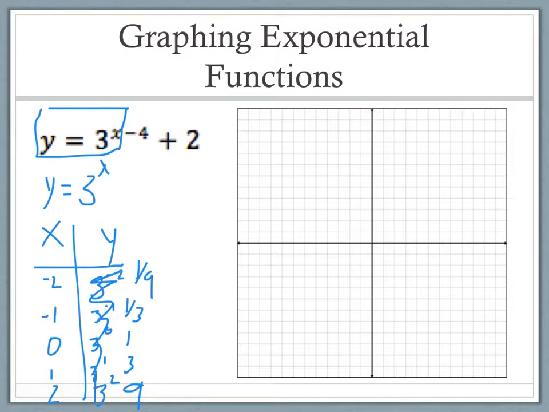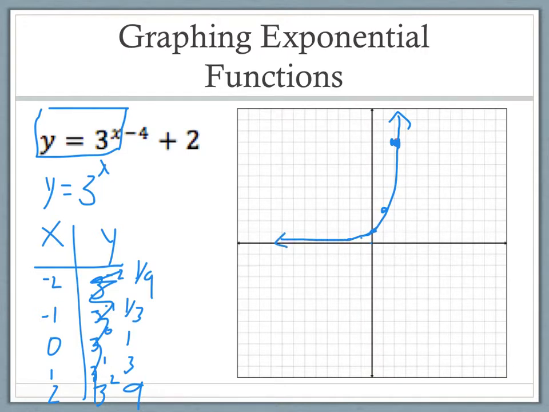So the first one is (2, 9), (1, 3), (0, 1), (-1, 1/3), it's right there, and then (-2, 1/9). I'm not going to be terribly stickler on exactly those points, but put them about where they should be. Then we're going to go ahead and graph this in. This is just our parent function, but I want to have you see the shape. Now look how I graph this.